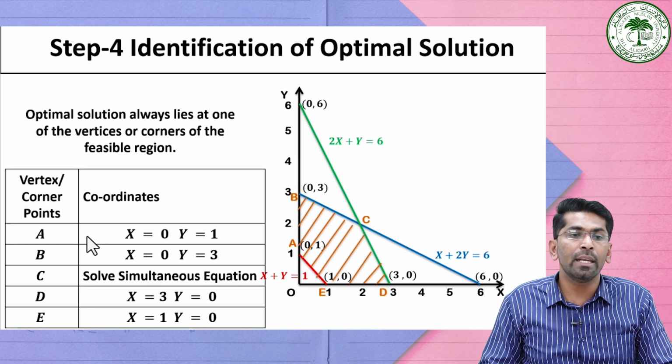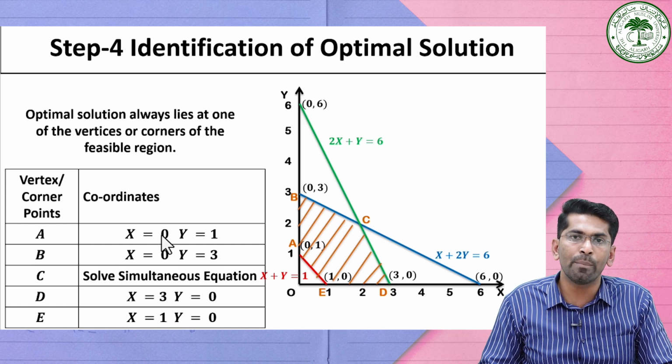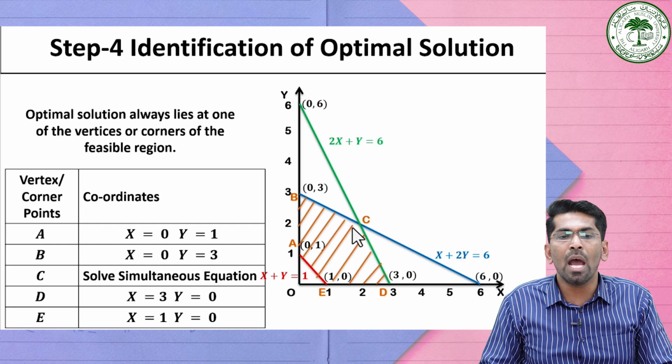I am representing the various corner points, starting with corner point A. At this particular point, the value of x is equal to 0 and the value of y is equal to 1. So I am writing here x is equal to 0 and y is equal to 1 at the point A. Similarly, we have a point B also. At this point, the value of x is equal to 0 and the value of y is equal to 3. So B is x is equal to 0 and y is equal to 3.